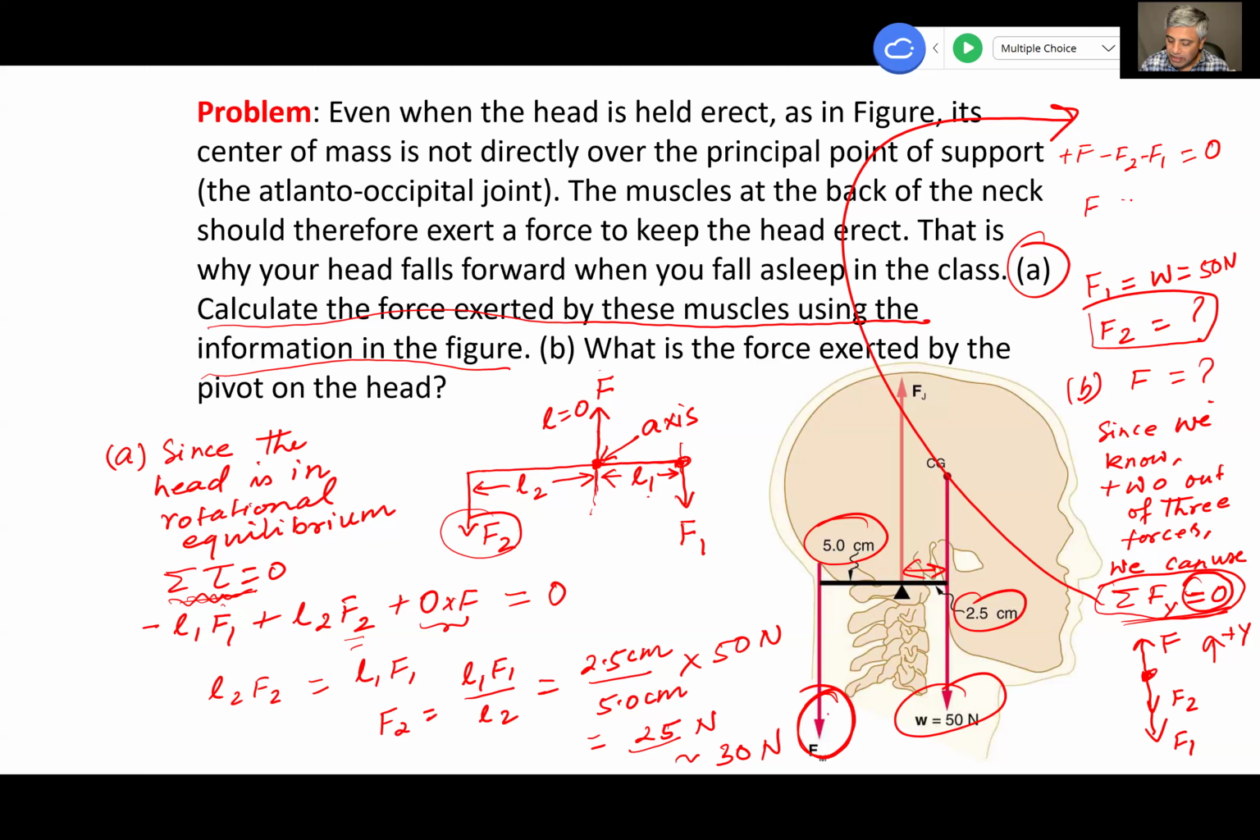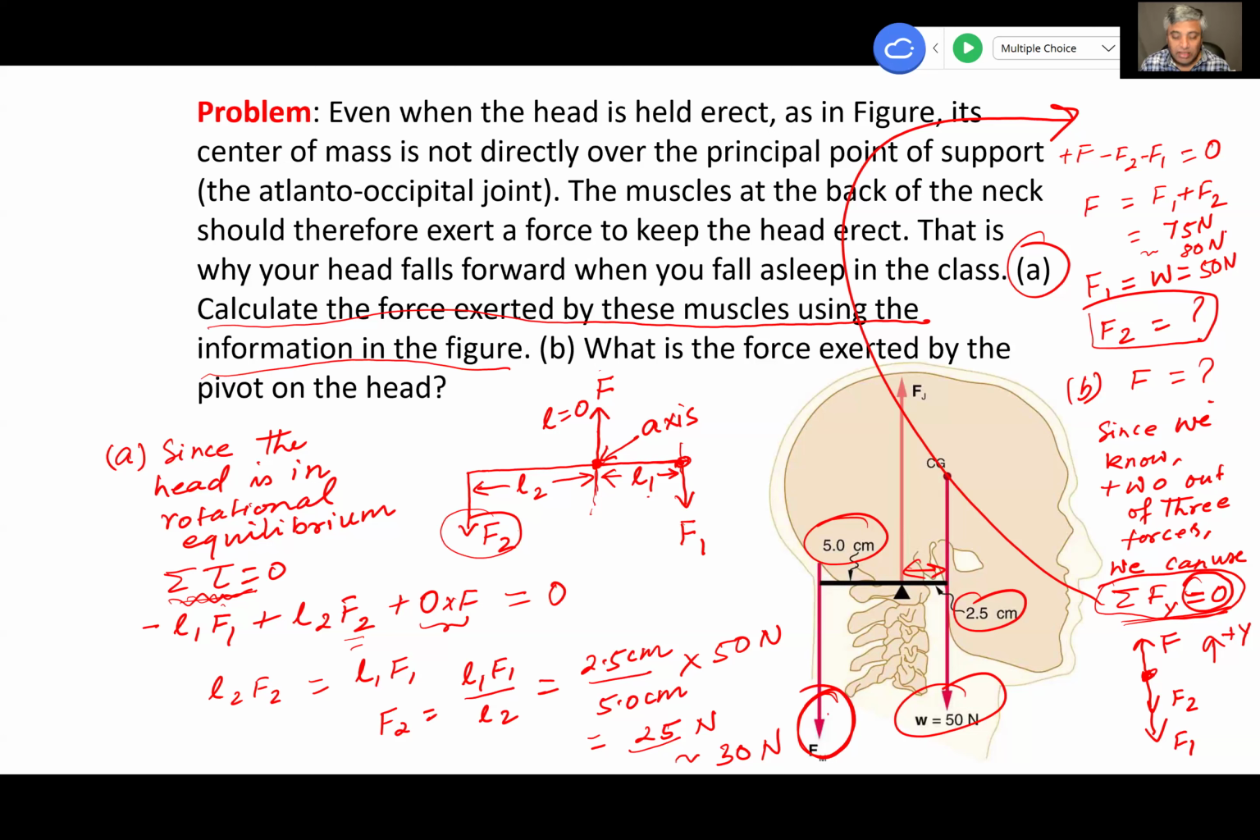So we are solving for F. Let's move this to the other side. Both of them are negative on the left side, so they're going to be positive on that. So now 50 plus 25 is 75 Newton. Okay, and if you round to 1 sig fig, this is going to be 80 Newton.